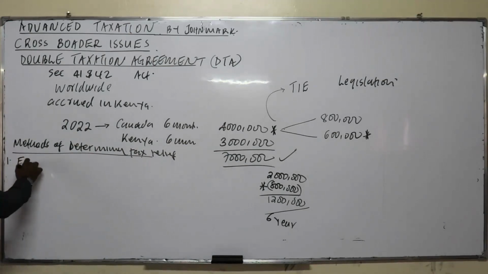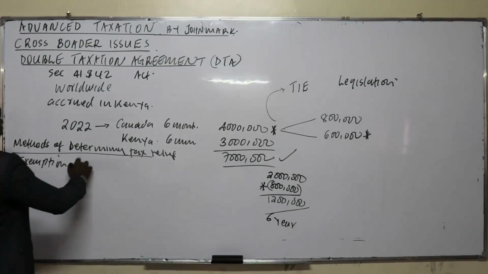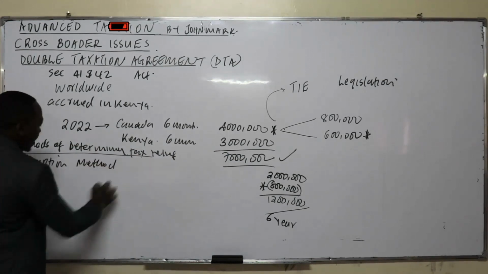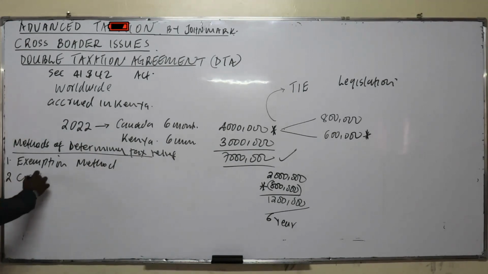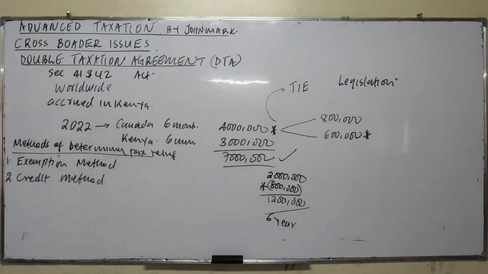First of all, let me explain. We have 2 methods we can use. Number 1 is known as the exemption method. And then number 2, we have the credit method. Those are the 2 methods used to determine the tax relief. Now, the first one, exemption method.